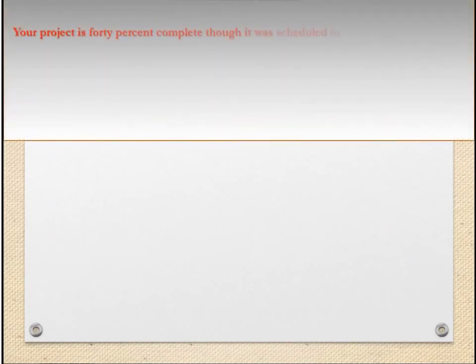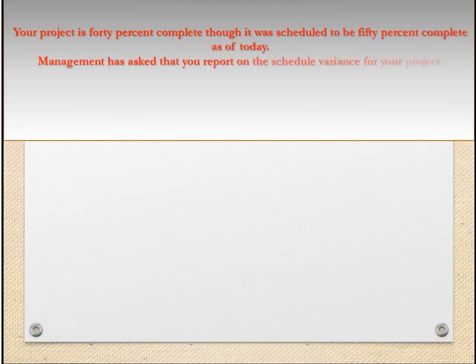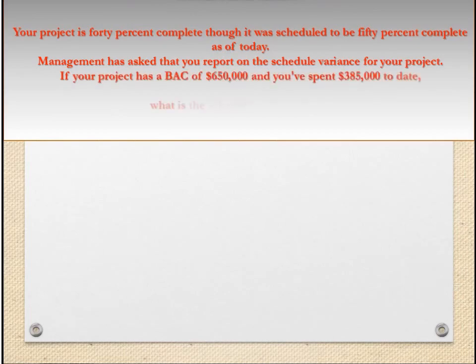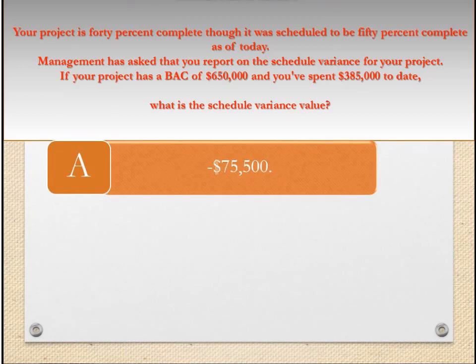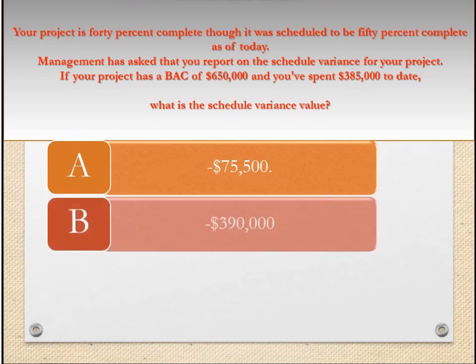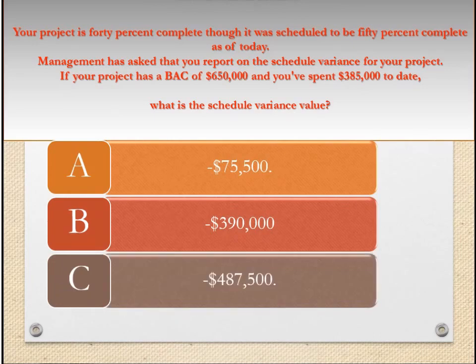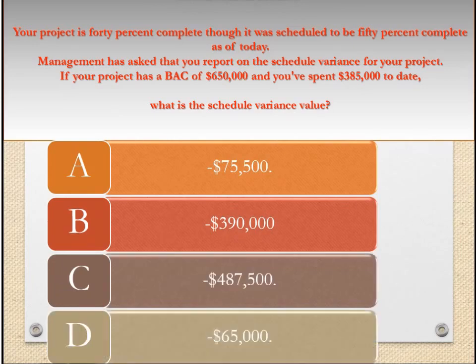Question. Your project is 40% complete, though it was scheduled to be 50% complete as of today. Management has asked that you report on the schedule variance for your project. If your project has a BAC of $650,000 and you've spent $385,000 to date, what is the schedule variance value? A. $8.75, B. $390,000, C. $487,500, D. negative $65,000.